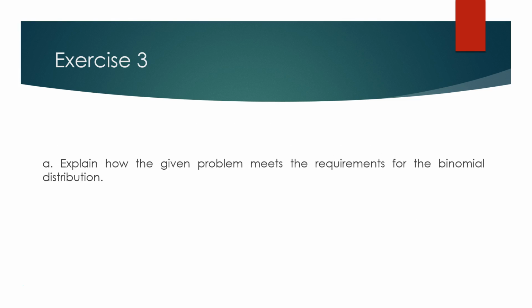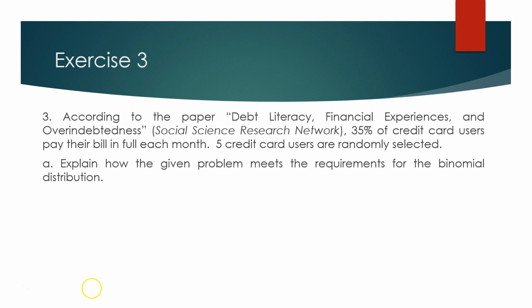Explain how the given problem meets the requirements for the binomial distribution. This was according to the paper Debt Literacy, Financial Expenses, and Over-Indebtedness from the Social Science Research Network. 35% of credit card users pay their bill in full each month. 5 credit card users are randomly selected. So we're interested in seeing if we did an examination of 5 people, what kind of results would we expect here?